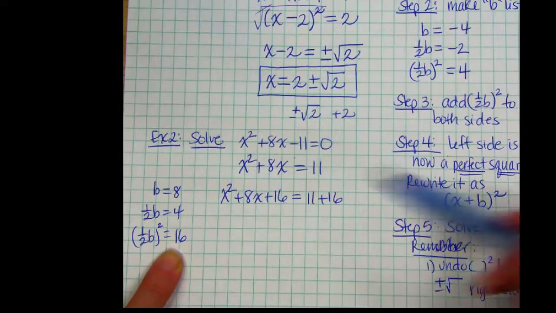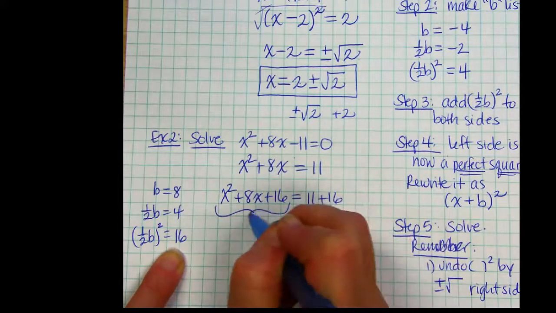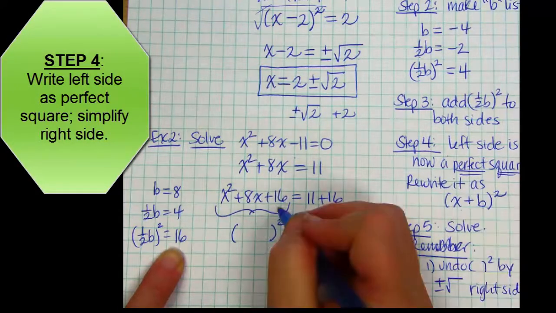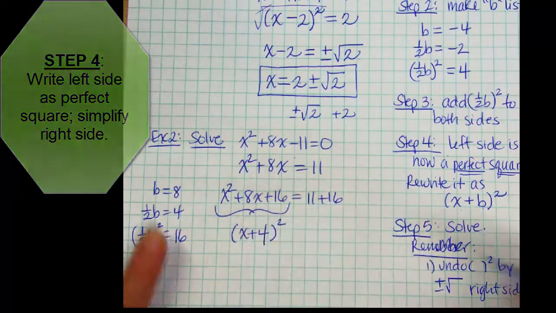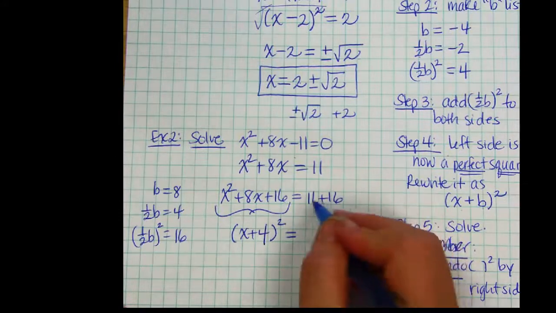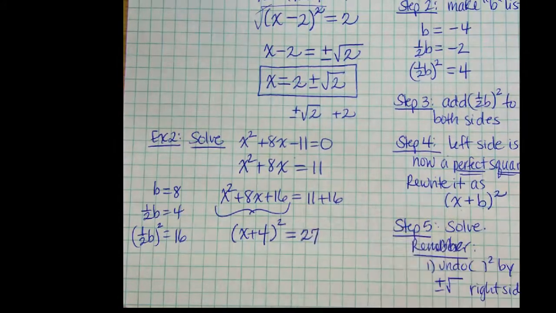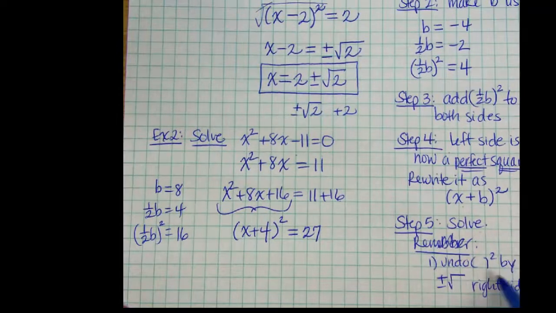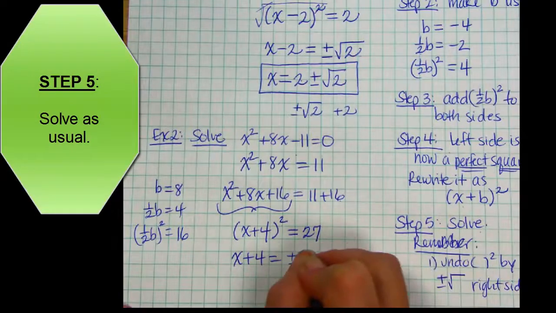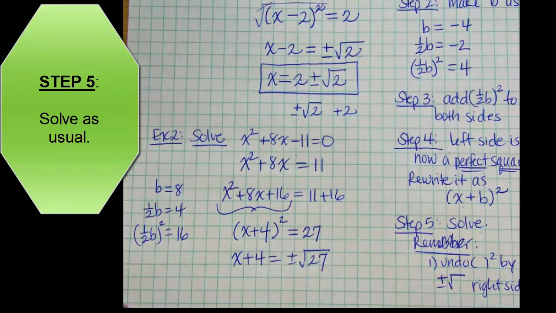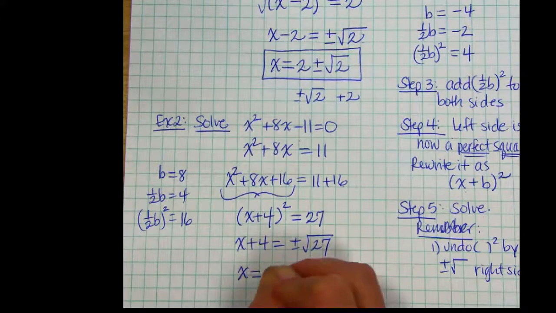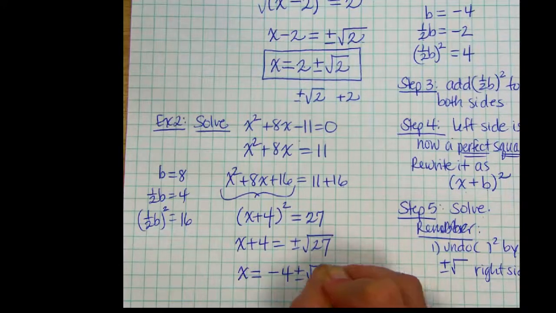Step 4, this left side is now a perfect square. We're going to write it that way. So I'm going to have in parentheses squared my x plus my b term. X plus 4 all squared is the same as x squared plus 8x plus 16. And I clean up the right side. 11 plus 16 is 27. Solve. We're going to undo the squaring by square rooting, so that's just x plus 4. On the right, I have plus or minus the square root of 27. And I finish up by getting x alone, subtract 4 from both sides. So x equals negative 4 plus or minus the square root of 27.